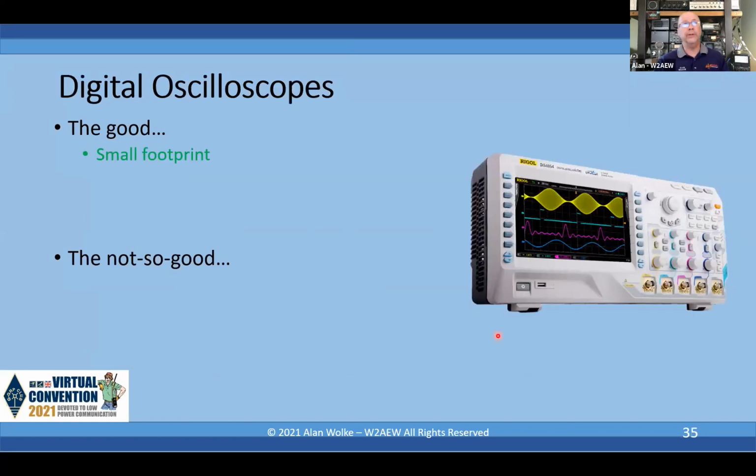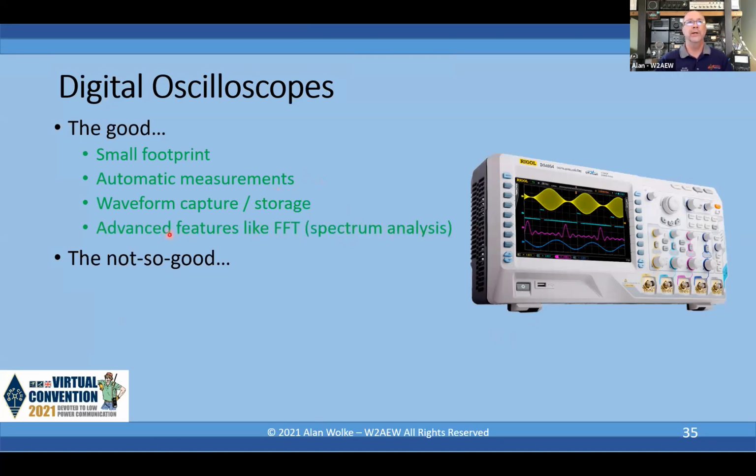Digital scopes, the good: really small footprint, especially the depth of them. You get automatic measurements: peak-to-peak, frequency, and amplitude measurements. Automatically, you don't have to count divisions, so that's good stuff. You get some waveform capture and storage, so you can actually take pictures, document things and study what's going on, especially if you have bursty or transient signals. And you have some advanced features like FFT to do spectrum analysis, all really good things. Not so good, you've got those sample rate and memory concerns with aliasing, something you've got to be aware of. If the scope happens to have an intensity graded display for looking at RF envelopes, that's pretty good.